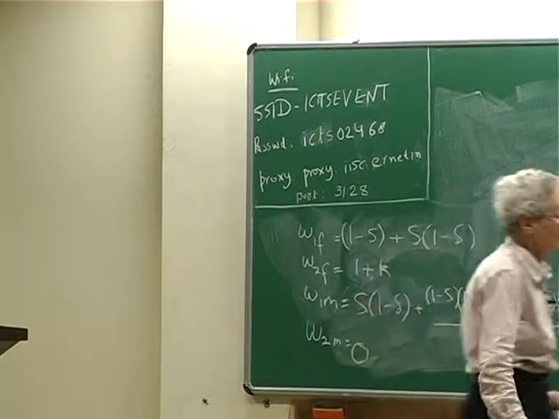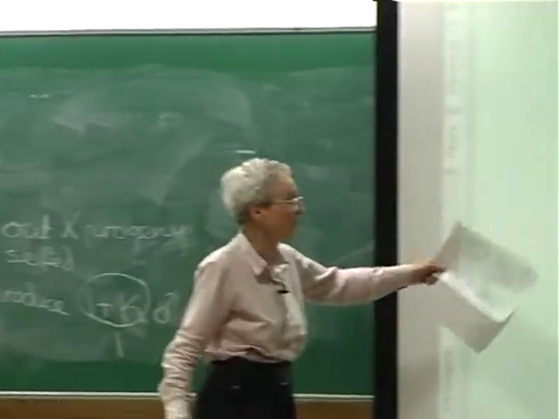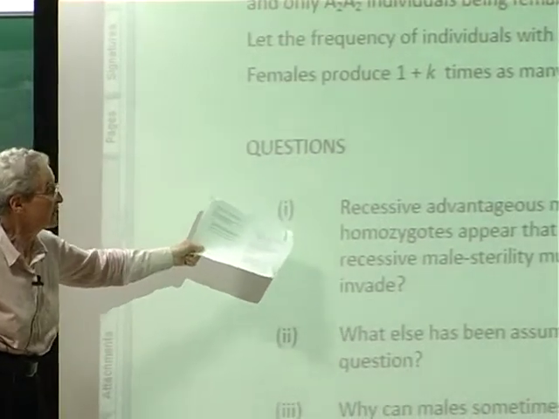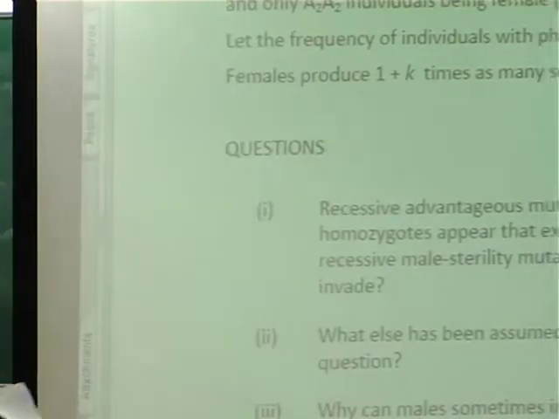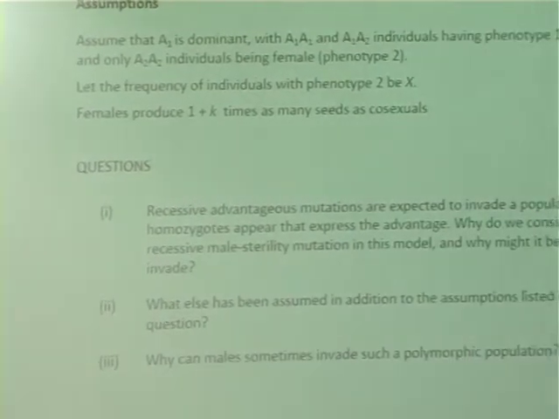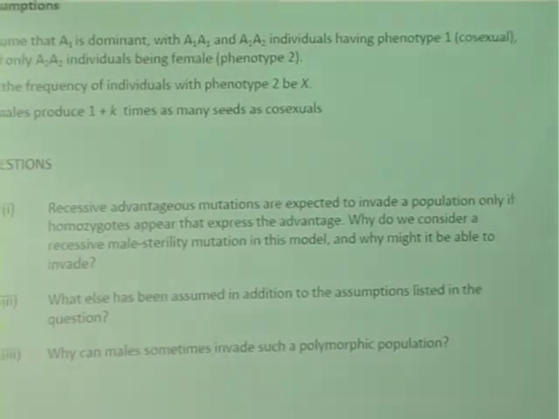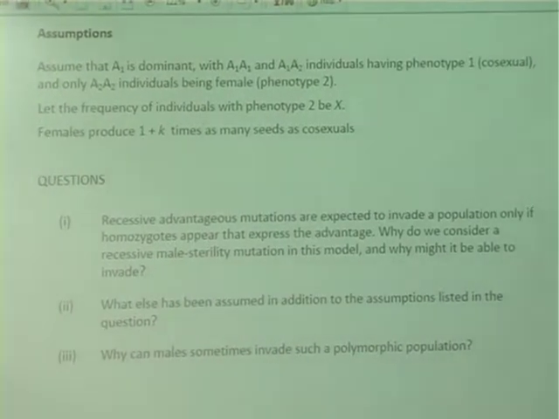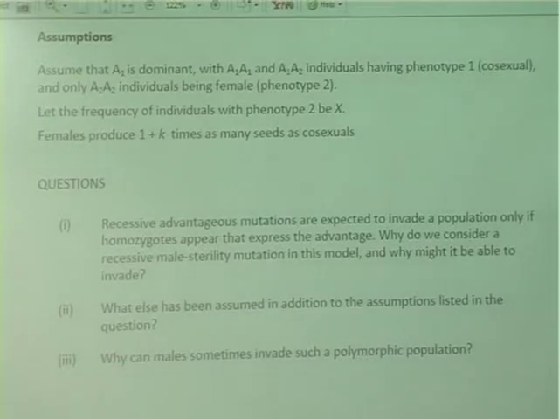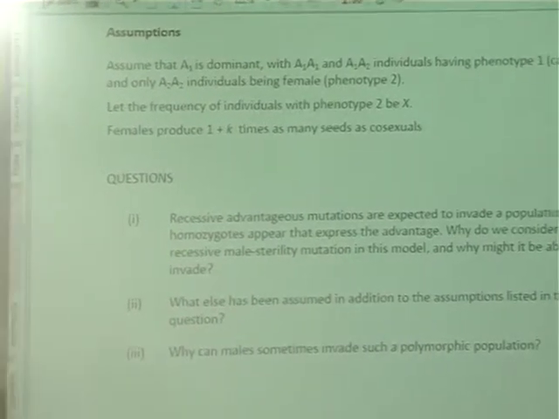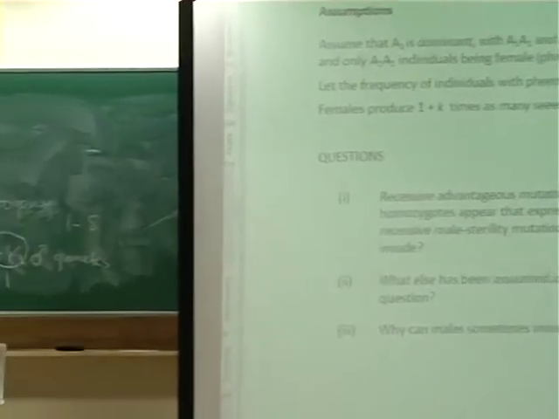There are just a few more thought questions. Brian, I think, mentioned in an earlier lecture that an advantageous recessive mutation is very unlikely to invade a population. Why was that? Yeah, homozygotes are very rare, I think I heard. Why is it different? Why are we happy to assume it in this case?